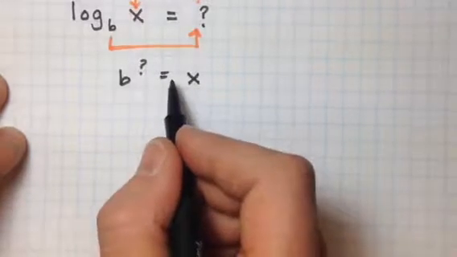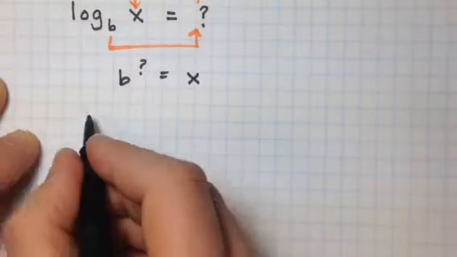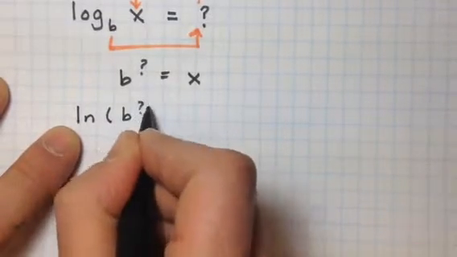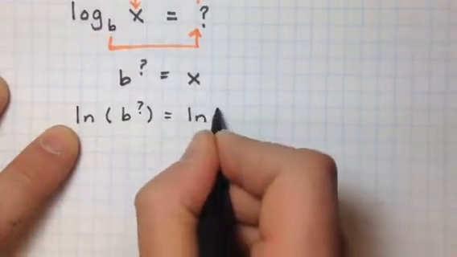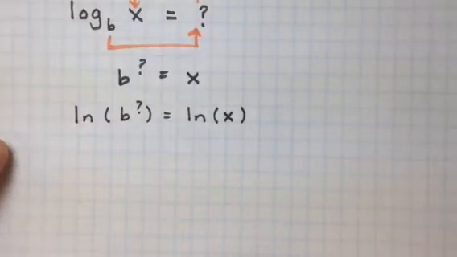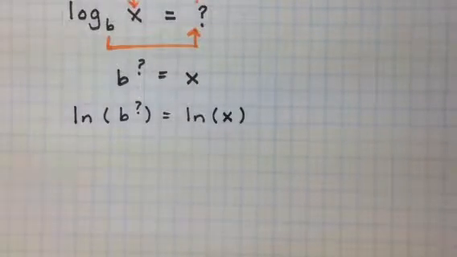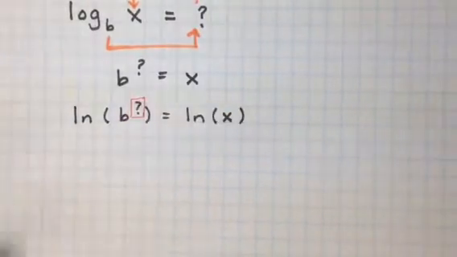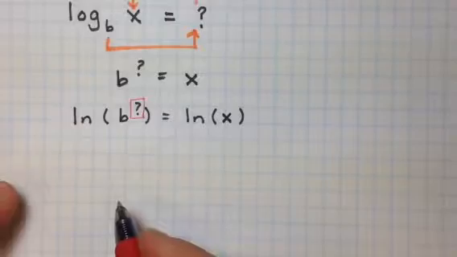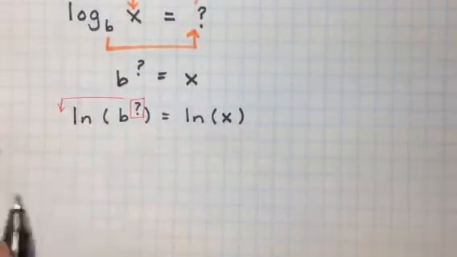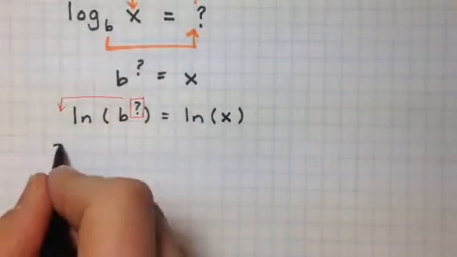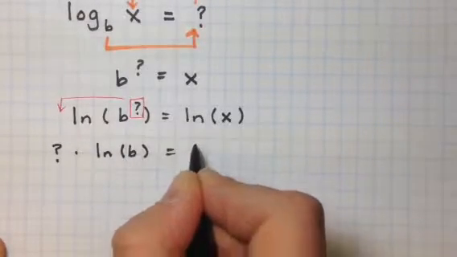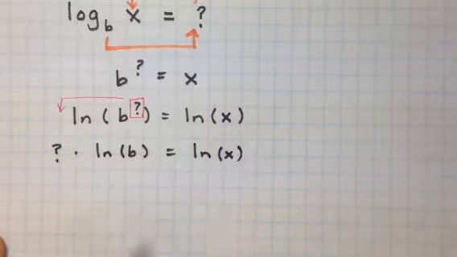Well, if b to the question mark power is equal to x, then the natural log of this side should be equal to the natural log of this side. And now do you see anything that we could do with that question mark? Keep in mind, we want to figure out what this is equal to. We're not going to figure it out while it's in the exponent. So let's move it in front. We get question mark times natural log of b is the natural log of x.